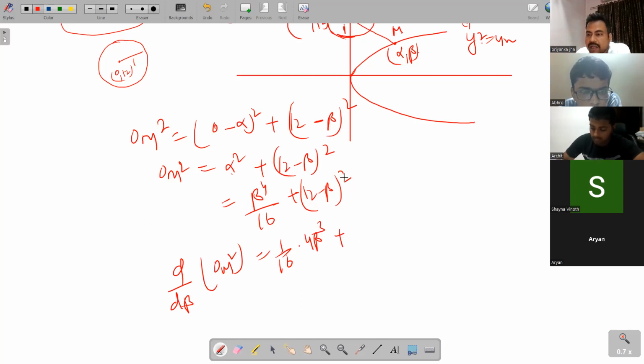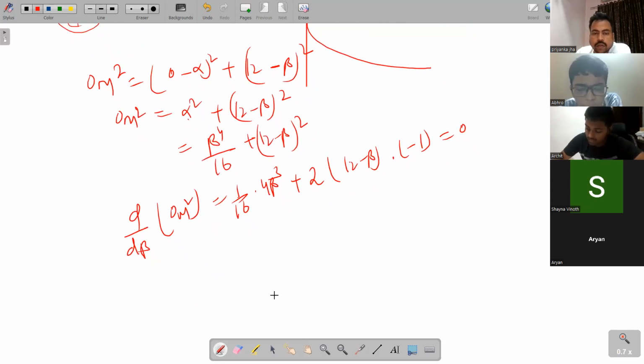And here, it is a square, so differentiation of a square will happen first. So 2 will come down, 12 minus beta to the power 2 minus 1. And then the chain rule: differentiation of 12 is 0, minus is as it is, differentiation of beta is 1. And then equate it to 0.